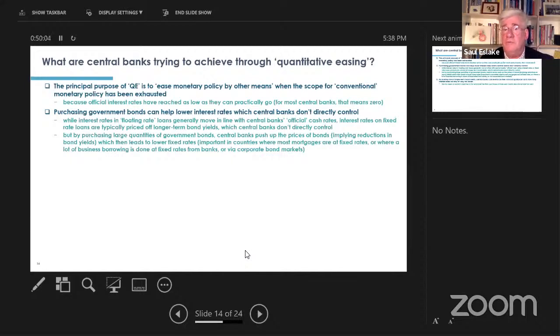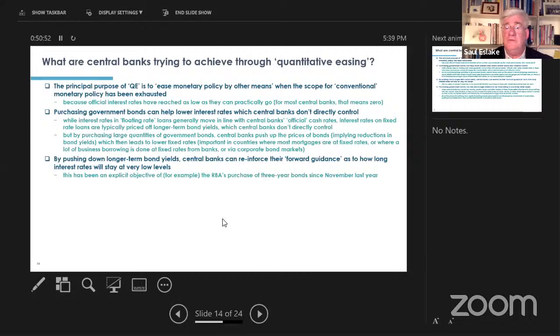But interest rates on fixed rate loans are typically priced off longer term bond yields, which central banks don't directly control. And in countries like the United States, where almost all mortgages are at fixed rates, and a lot of business borrowing is either done at fixed rates or through the corporate bond market, the central bank cutting its official cash rate doesn't directly affect those interest rates. It may do indirectly over time, of course. But by the central bank purchasing large quantities of government bonds and so pushing up their price or commensurately pushing down their yields, that leads to lower fixed term rates. In the United States, that means lower mortgage rates, lower rates for business loans and lower corporate bond yields. And that's a form of monetary policy stimulus.